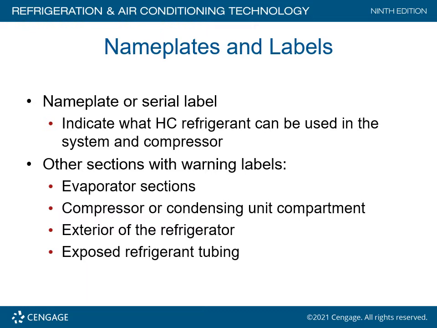Nameplates and labels. Nameplate or serial label indicates what HC refrigerant can be used in the system and compressor. Other sections with warning labels: evaporator sections, compressor or condensing unit compartment, exterior of the refrigerator, exposed tubing.